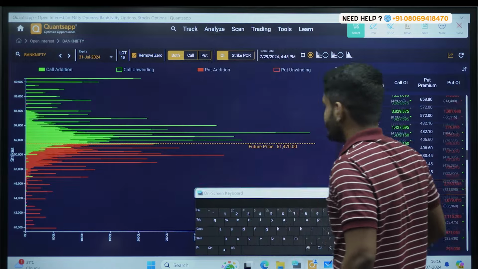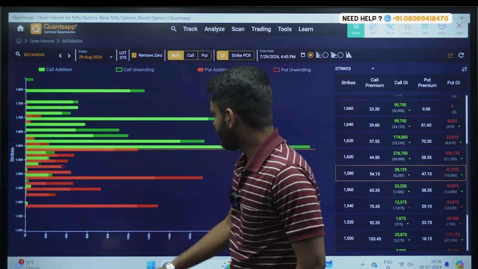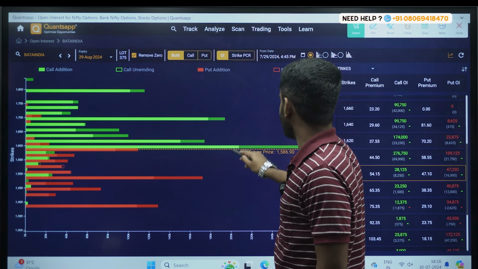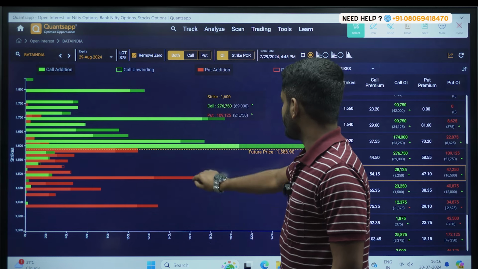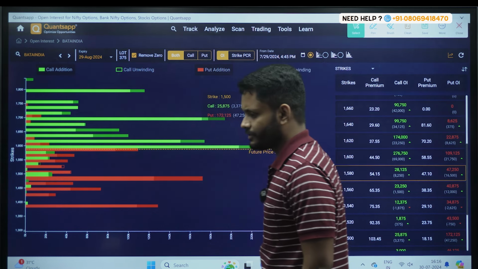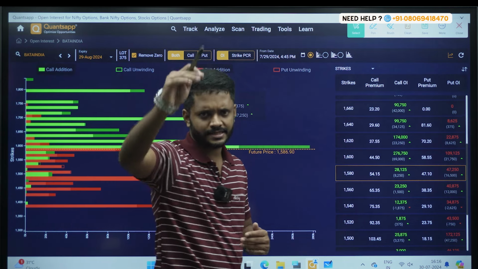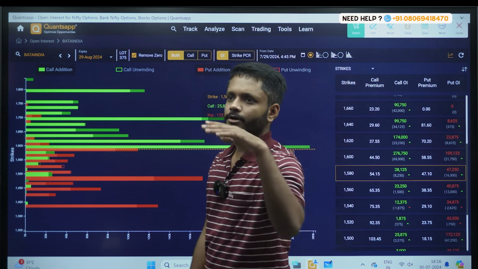Okay, say I want to check out any stock. Say for example, randomly I am taking Bata India. The current price is 1586. Where is the highest call writing seen? See, at the 1600 level, the call writers are present. Now, the strongest support on the downside is 1500 for the 29th August expiry. So usually the option writers will go and sell the 1600 call and sell the 1500 put, and they will expect the market to stay between them.